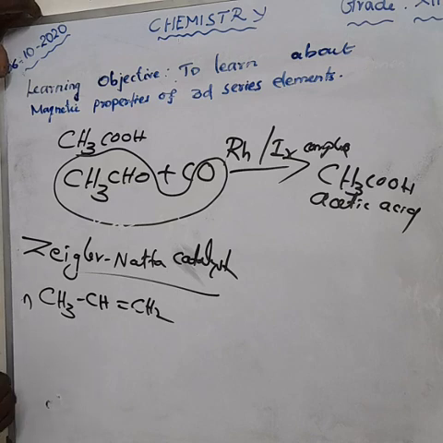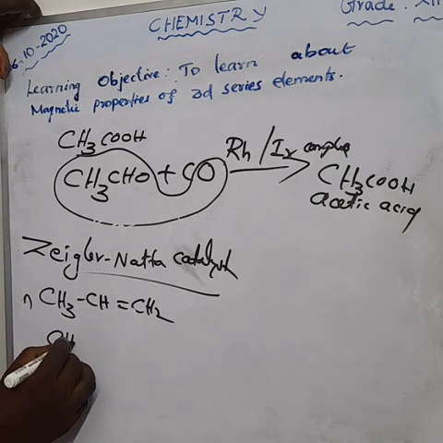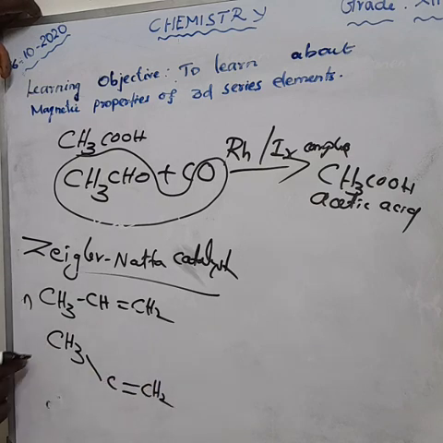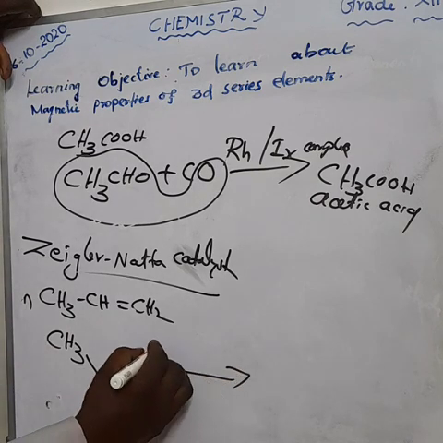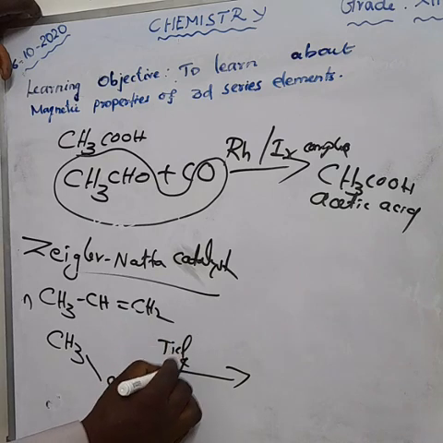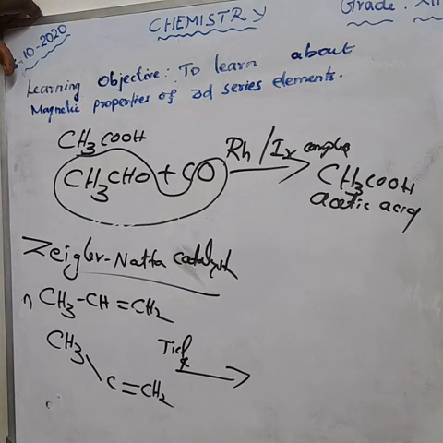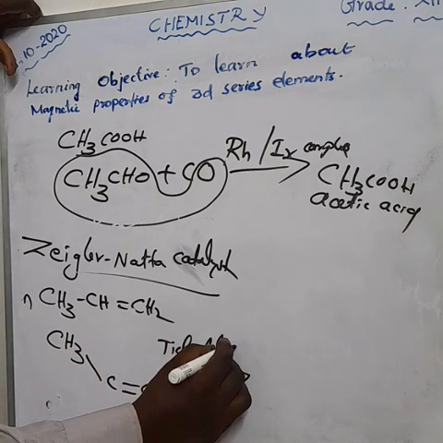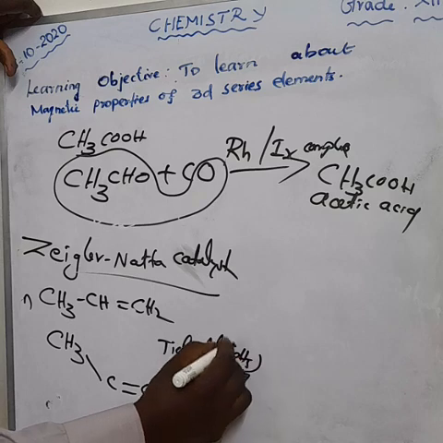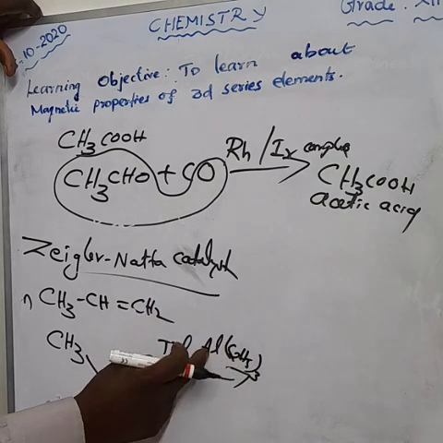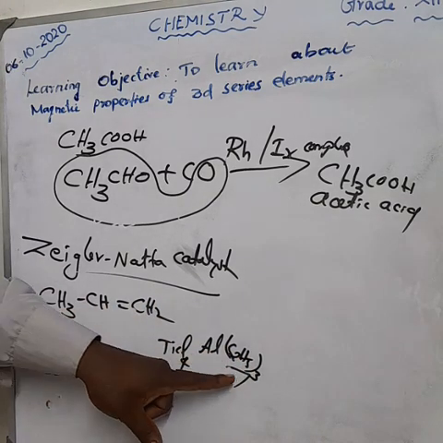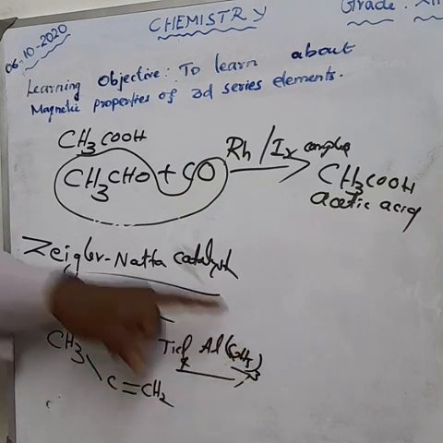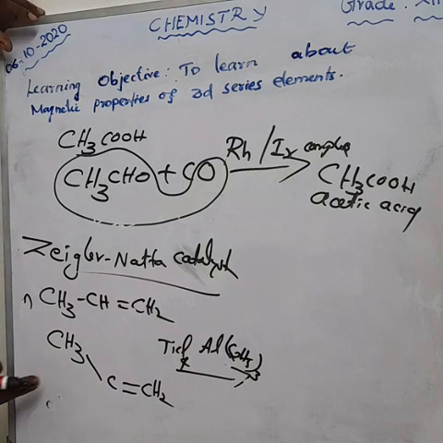Okay, we can write it as CH3CH=CH2. Okay, this one reacts with TiCl4. What's the name of this compound? Titanium tetrachloride. And also we are taking triethyl aluminium. The name of the compound is triethyl; ethyl means C2H5, we have 3. So triethyl aluminium.